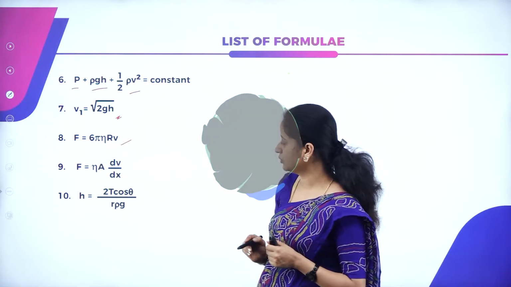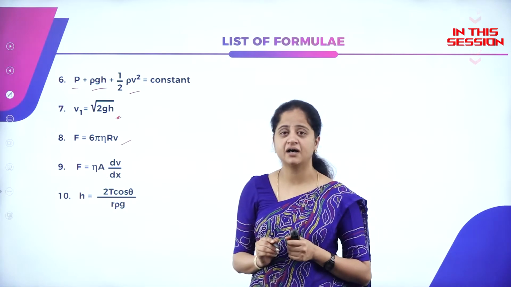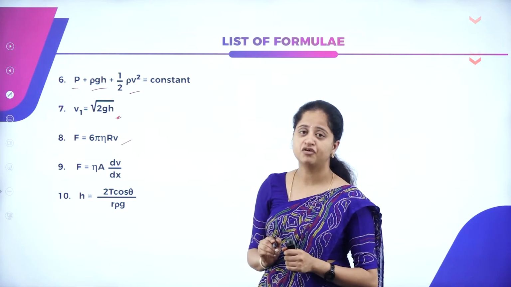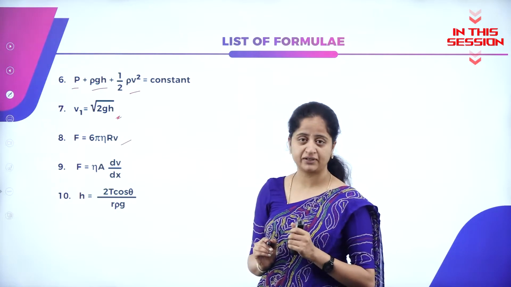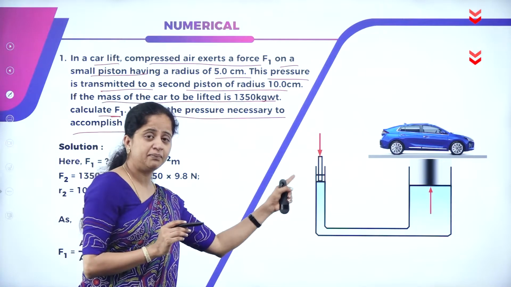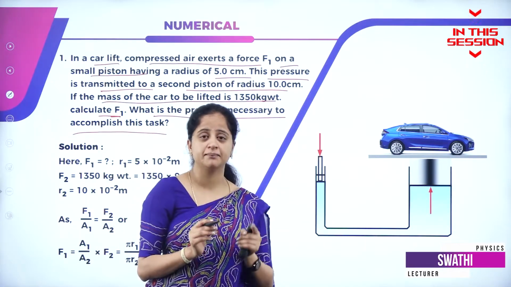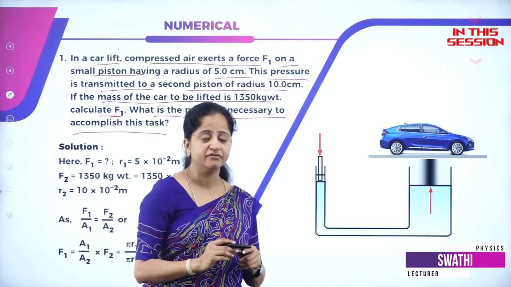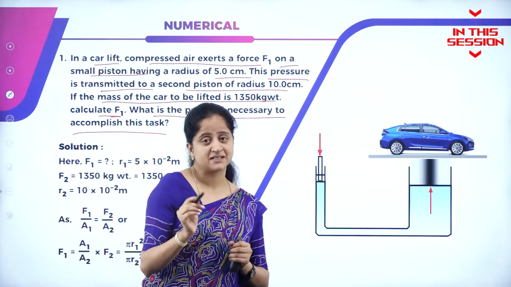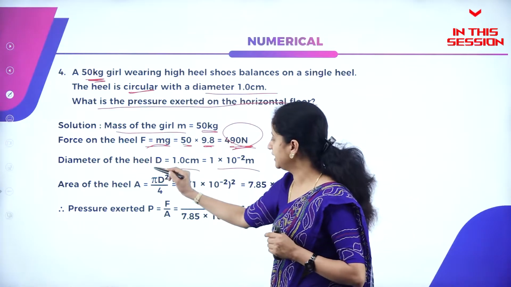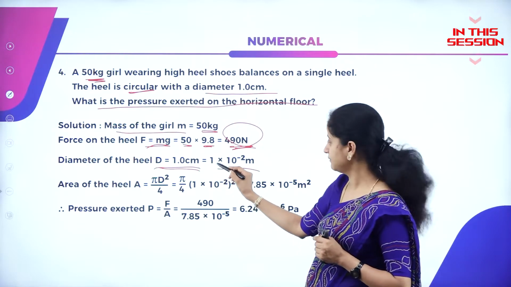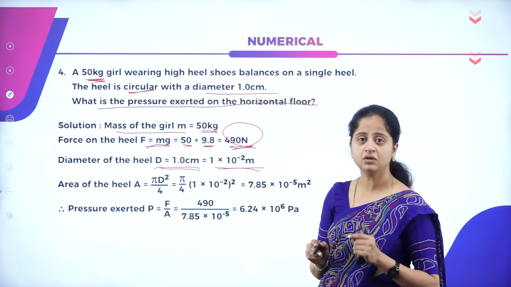H is equal to 2T cos theta divided by r rho g is the formula for determining the height of capillarity. We know the application of Pascal's law helps in hydraulic lift and hydraulic brakes. So this is hydraulic lift, which means we need to think about Pascal's law now. The diameter of the heel is 1 centimeter, that is nothing but 1 into 10 power minus 2 meter.